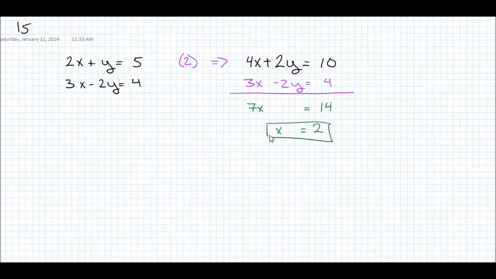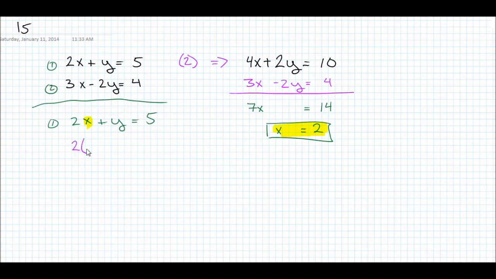Okay, looking again at the equations, trying to find the simplest one to use. Equation 1 to me looks like the simplest, so we're going to rewrite equation 1: 2x plus y equals 5. Plug in our x value that we've already solved for, where x equals 2. So we're going to get 2 times 2 plus y equals 5.